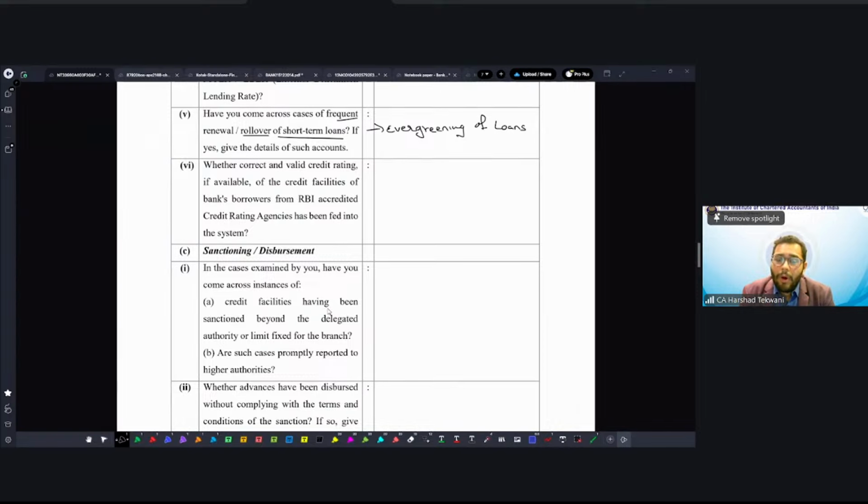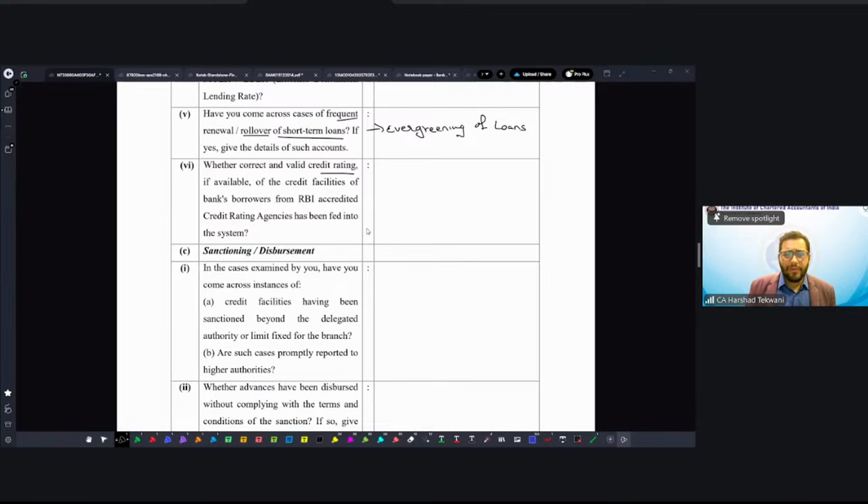So let's say, for example, the borrower was supposed to pay 10 lakh rupees. Now, in order to facilitate that payment, you gave him another 10 lakh rupee loan. And what he did is he paid the old loan of 10 lakh rupees in your books. Now the loan is freshly given, which is outstanding, and the old loan has been paid. That is the frequent renewal or rollover of short-term loans, or you can say evergreening of loans, where you provide the funds to pay off the old loans. Frequent rollover.